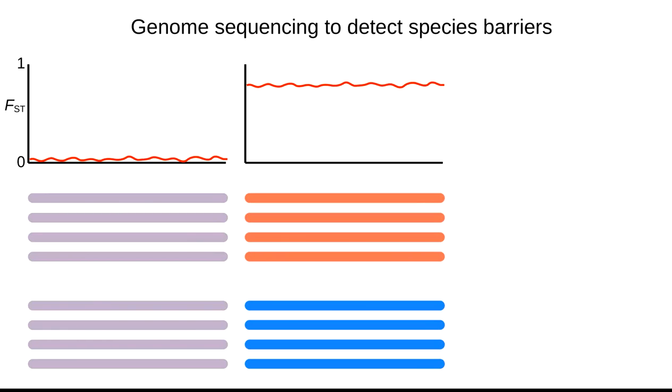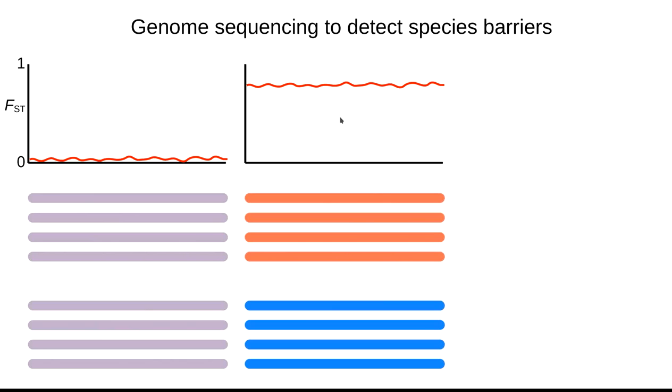It's a very simple idea where we calculate a statistic called FST, which is a measure of genetic diversity within populations versus between populations. If we have completely mixed populations, as we have here on the left, then the amount of diversity within is the same as the amount of diversity between, and so FST is 0. But if we have completely separate populations that are not genetically mixing, we have much more diversity between than we have within, and so FST is large.